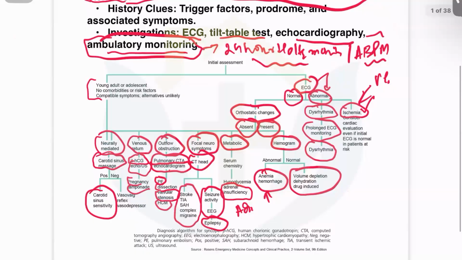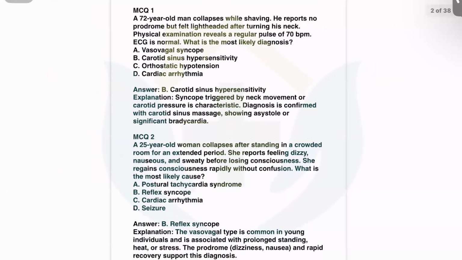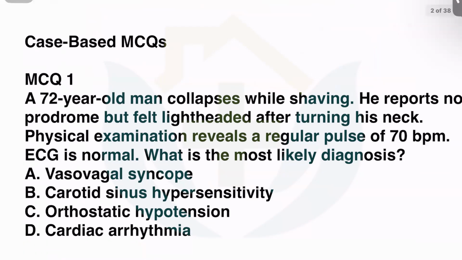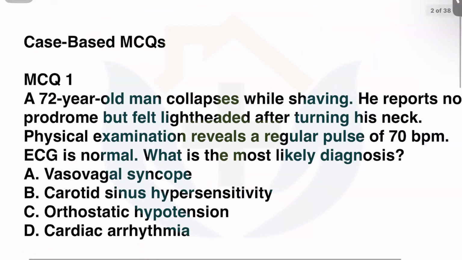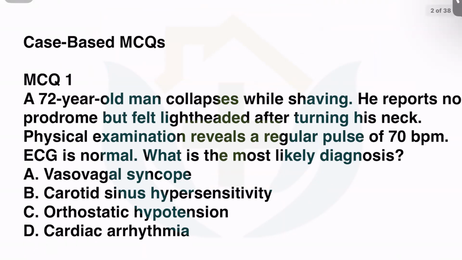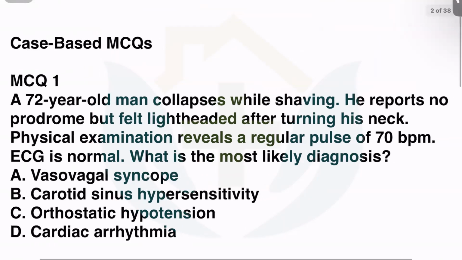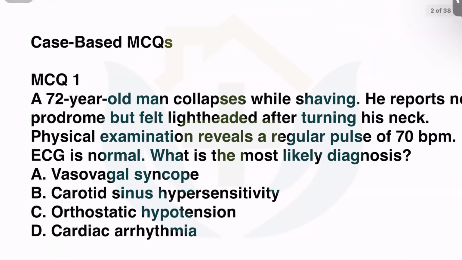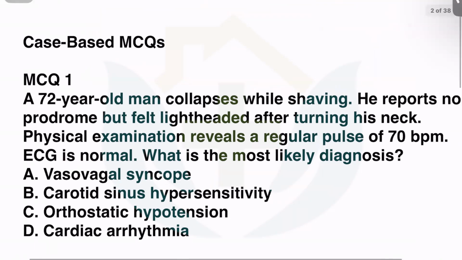So once we are done with the basic work, let's see some questions. A 72-year-old man collapses while shaving. This question, I don't know how many times it has appeared in the MRCP exam. A 72-year-old man collapses while shaving. He reports no prodrome but feels lightheaded after turning his neck. Physical exam reveals a regular pulse of 70. ECG is normal. What is the most likely diagnosis? Carotid sinus hypersensitivity. Perfect.